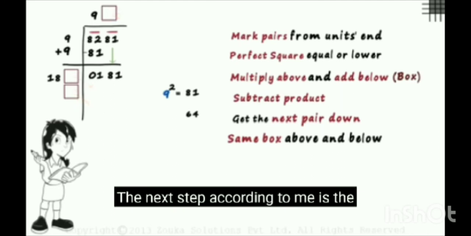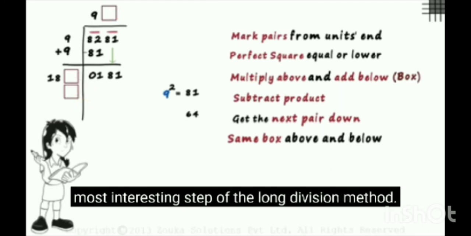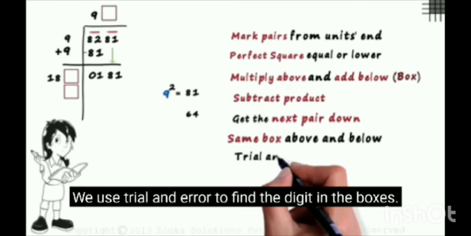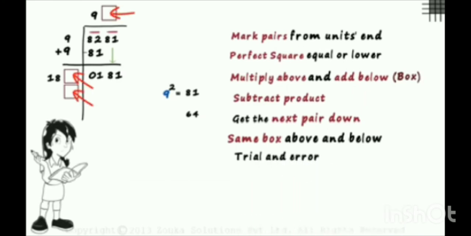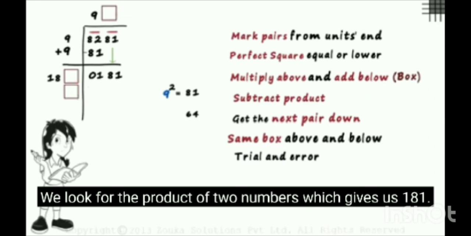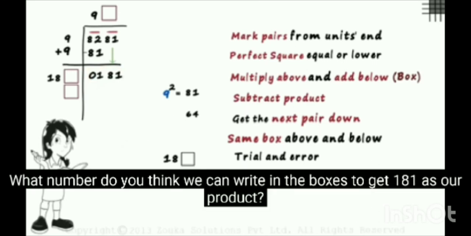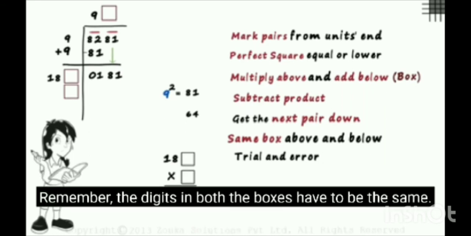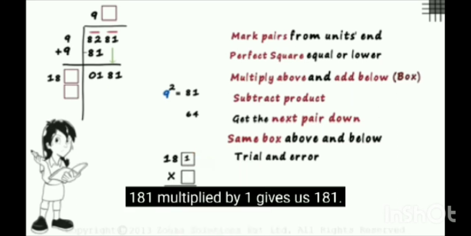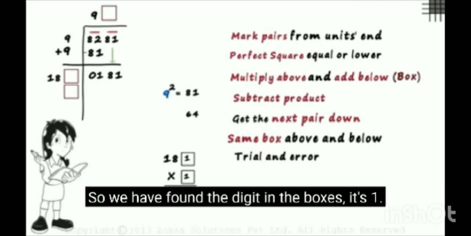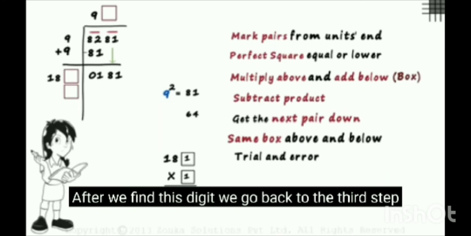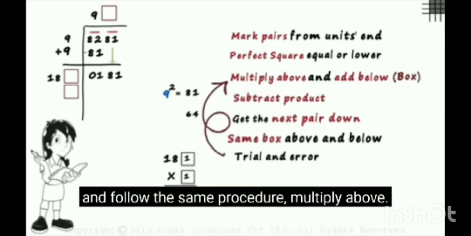The next step, according to me, is the most interesting step of the long division method. We use trial and error to find the digit in the boxes. We look for the product of 2 numbers, which gives us 181. This is how the product should look. What number do you think we can write in the boxes to get 181 as a product? Remember, the digits in both the boxes have to be the same. Yes, 181 multiplied by 1 gives us 181. So we have found the digit in the boxes. It's 1. After we find this digit, we go back to the third step and follow the same procedure.